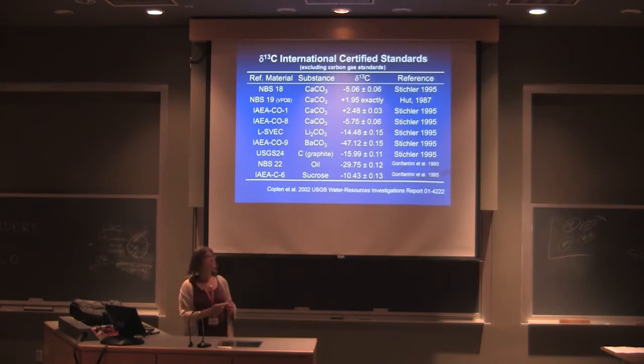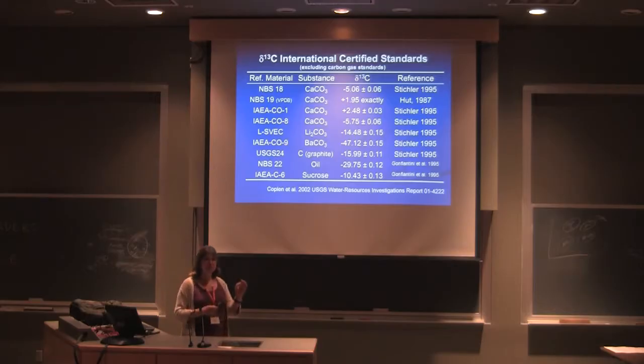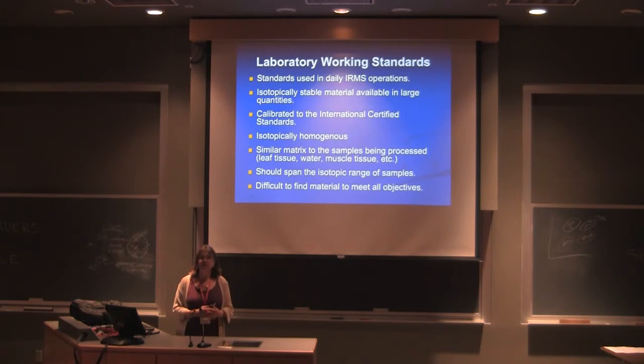And then here's a list for carbon. You can see that these are carbonates associated with them, and then you have a graphite. Oil and sucrose are the two biological materials, so they're very purified ones that they can be sure to be stable over time, so they don't have drift. They don't do things like ladybugs ground up or leaves or anything like that. So you have to make those ones yourself. So that's why we come into the working standards.